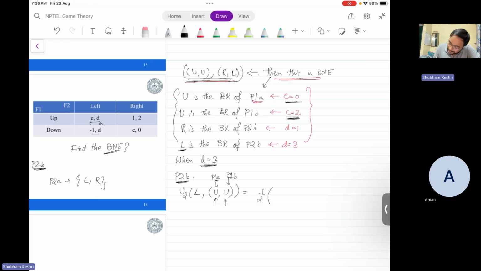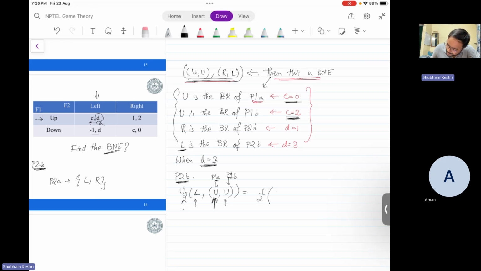This is 3. Alright. So you see, when player 2 is playing left and player 1A is playing up, what is 1A? 1A is 0. C is 0, doesn't matter. We have to check only the utility of player 2 because we are interested in the utility of player 2.